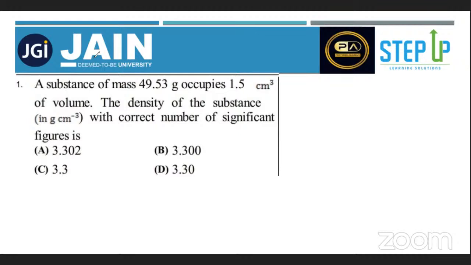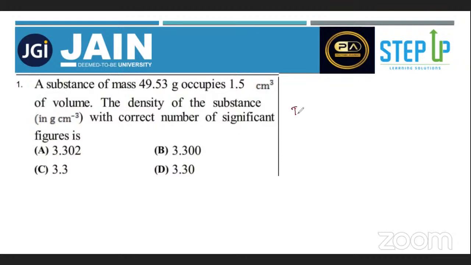A substance of mass 49.53 gram occupies 1.5 cm cube of volume. The density of the substance in gram cm minus 3 with correct number of significant figures is. So they're not asking you what density is. They basically want to check your concepts related to significant figures.